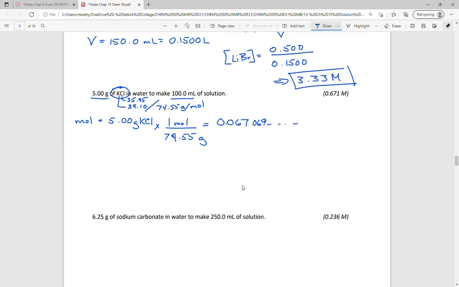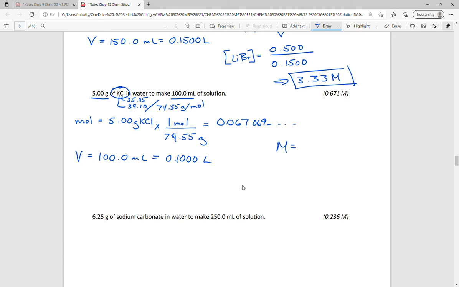Okay, so the other thing that I have is a volume here. So the volume is 100 milliliters. I have to convert that into liters or it doesn't work in my equation. So 0.1000 liters.